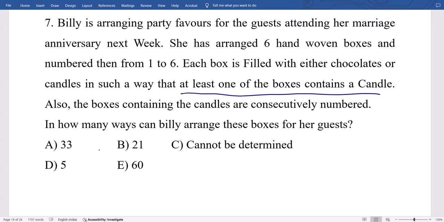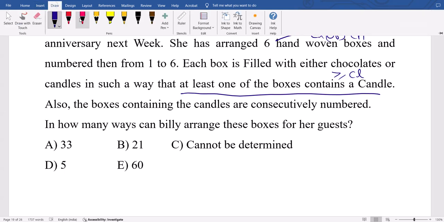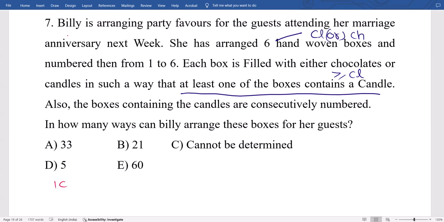So it's like, okay, 6 boxes, each can be candle (C) or chocolate (Ch). But at least one candle is available out of those 6 boxes. Now see how many ways you can do this arrangement. We have 6 boxes. I can go for 1 candle, 2 candles, 3 candles, 4 candles, 5 candles, or 6 candles.